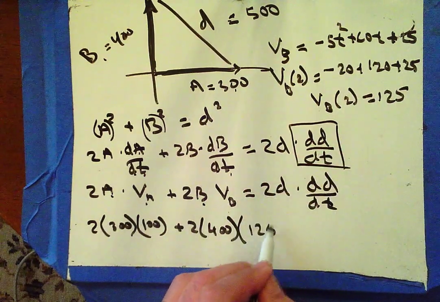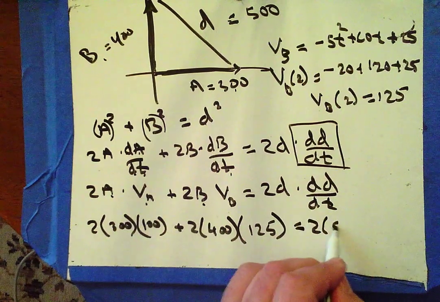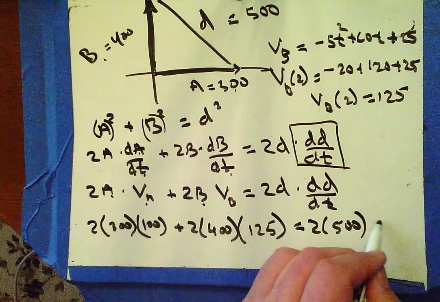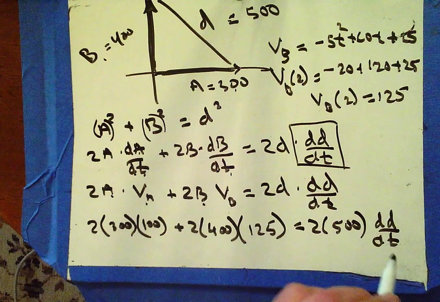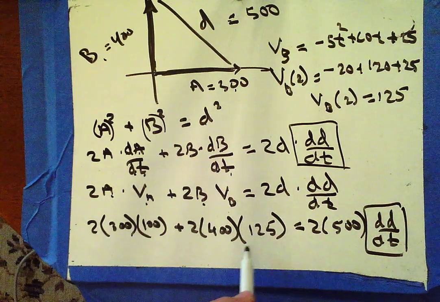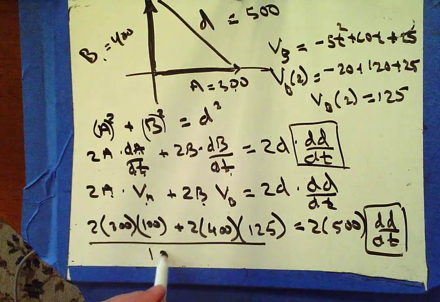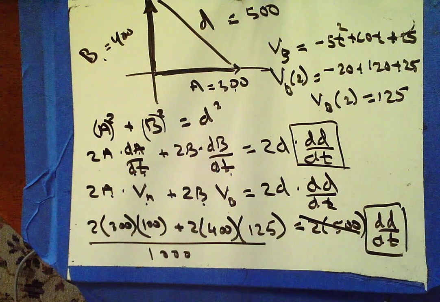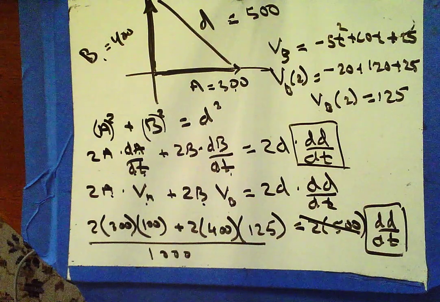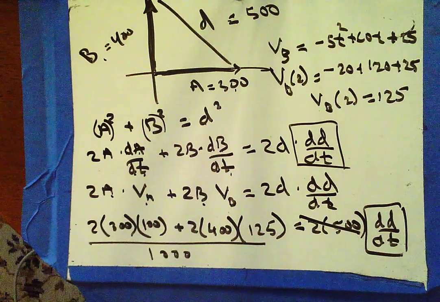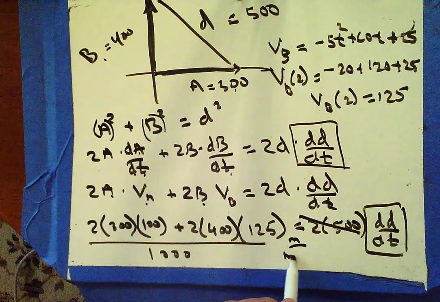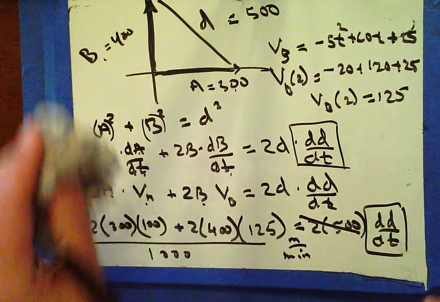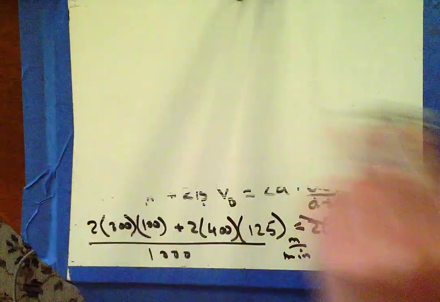So this is 125 equals 2 times 500 times dd dt. So if we're looking for dd dt, we want this stuff divided by 1,000. Okay, and we can leave our answer like this. We don't need to do anything else. They just want meters per minute. Great, that's problem number 10. We've got 2 problems left. Let's take a look at those.